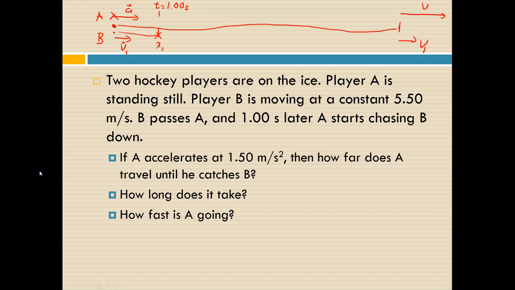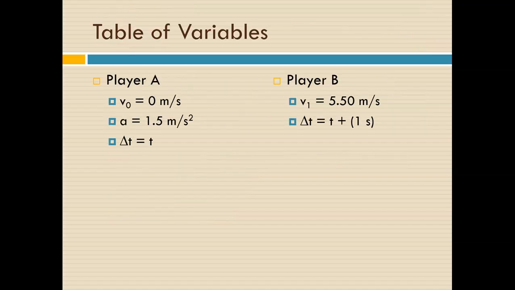Well, first off, let me give you a little bit of an insight. Let's take a look at the table of knowns and unknowns. I've seen a number of you do that. Good. It's a good way to get organized. We know that player A is starting with an initial velocity of 0 because he's starting from rest. We know that player A is accelerating at a rate of 1.5 meters per second squared. We do not, however, know how long it takes for player A to catch player B. And that's why delta t is going to be t. We don't know how long it's going to be, so we're going to assign an unknown to that. Okay? So far, so good?